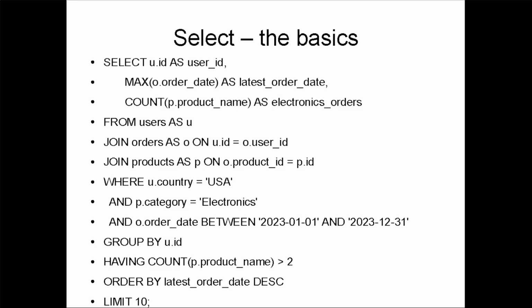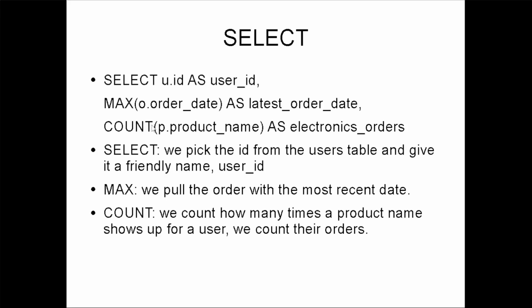Let us take a closer look at each part of this query. Select u.id as user_id. Max o.order_date as latest_order_date. Count p.product_name as electronics_orders.